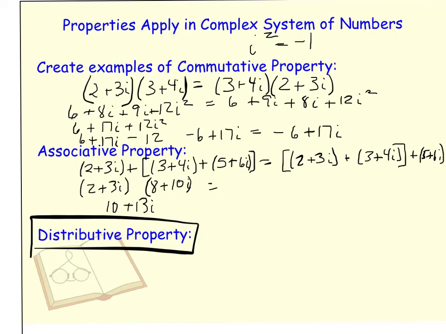Adding on the other side, the 2 plus 3i and the 3 plus 4i, we get 5 plus 7i added to our 5 plus 6i. And we see that is 10 plus 13i again. And so there's an example of our associative property at work. Now our distributive property we have already covered with our example for the commutative property because we needed that property to work in conjunction with our commutative property to show that example.